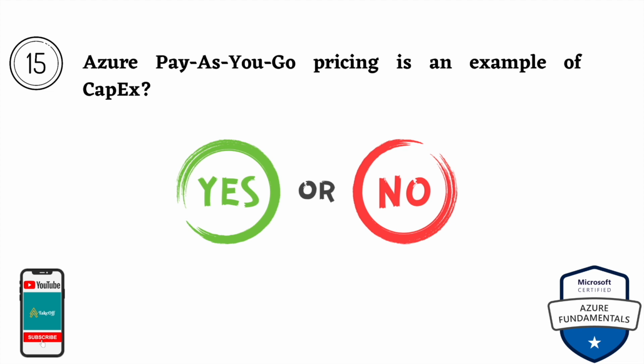Moving on to the next one. Azure pay-as-you-go pricing is an example of capital expenditure. As discussed earlier in the video, capital expenditure is upfront costing, whereas operational expenditure comes under pay-as-you-go pricing. So here the answer is no.